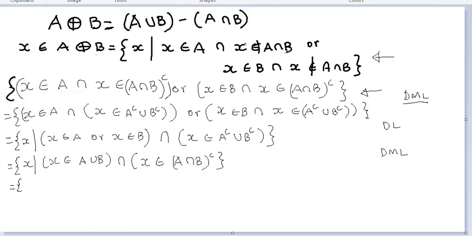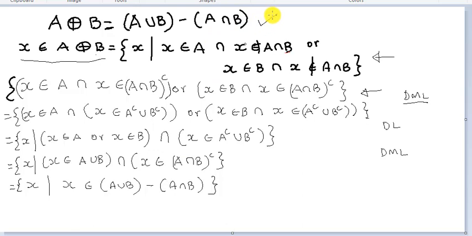That leaves us X such that X belongs to A union B minus, X, I should say that, minus A intersection B, right? So that proves our point. When you start with X, which is the element of set difference A and B, it's same as A union B minus A intersection B, which is what we did.